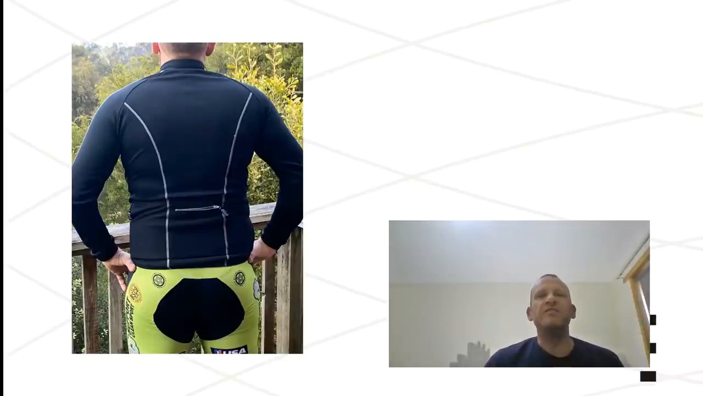My only criticism is the zip. Although it's a YKK, it does feel a bit cheap. It's plastic, it doesn't run as smoothly as other zips from YKK. Other than that, it's a well-made and nicely designed jersey.